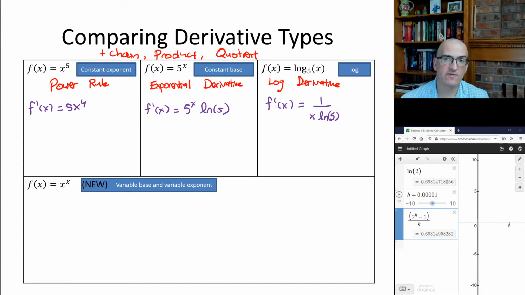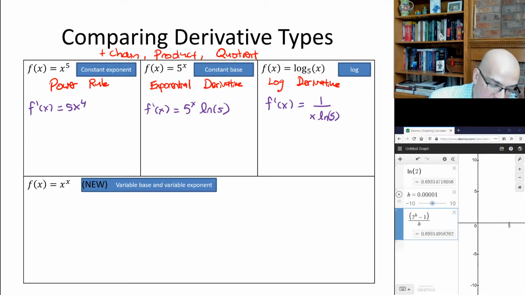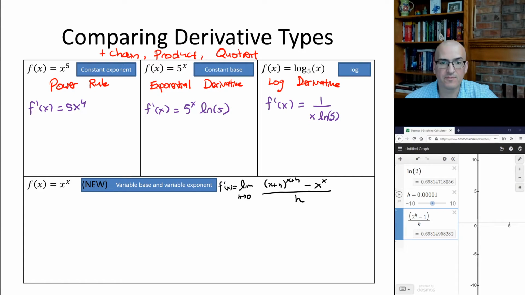For x to the power of 5, the exponent is a constant. For 5 to the x, the base is a constant. In this scenario, neither the base nor the exponent are constant. So if we try to do this with the definition of the derivative, we get limit as h approaches 0 of x plus h to the power of x plus h minus x to the x all over h for f prime. And there's nothing much we can do with that.